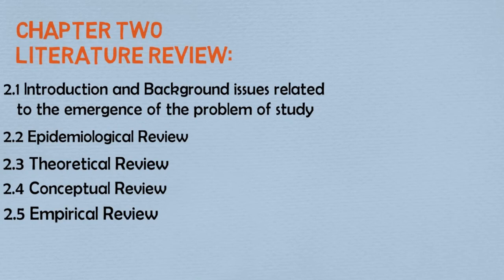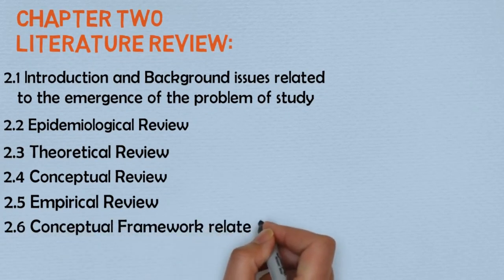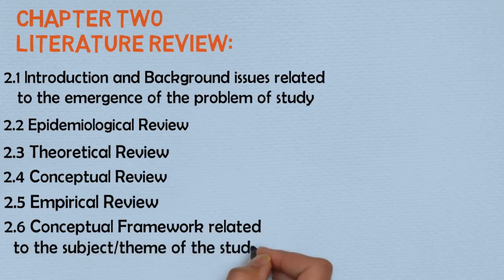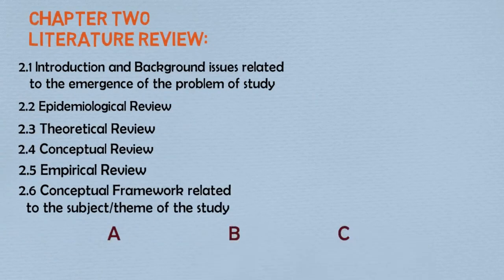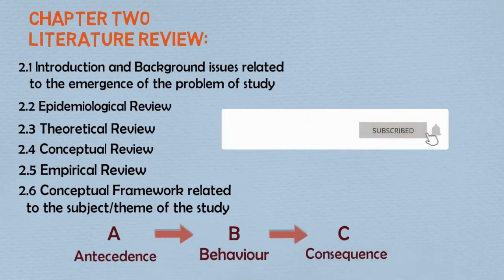And finally, under the literature review, you can include a conceptual framework that is related to the subject and theme of the study. An example of a conceptual framework is the ABC conceptual framework, where A stands for antecedents, B stands for behavior, and C stands for consequences or outcome.